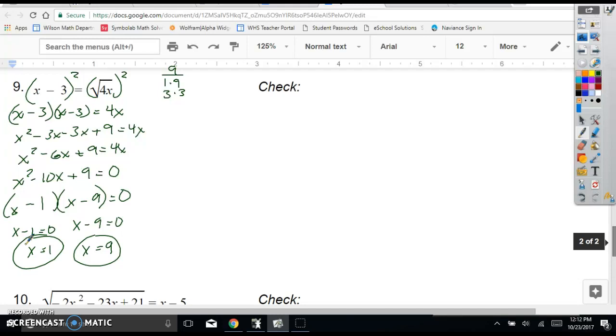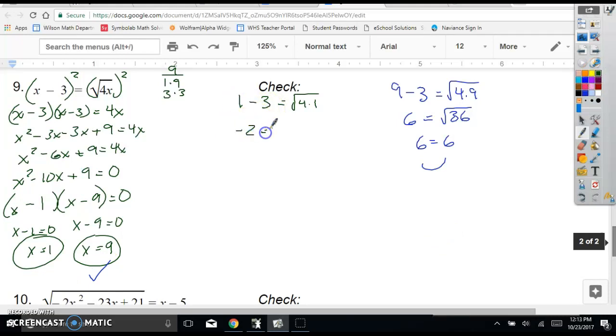As far as checking, we would have 1 minus 3 times the square root of 4 times 1. In the second check, I now have 9 minus 3 equals 4 times 9 under the square root. So this one here, 6, equals the square root of 36, because 4 times 9 is 36. 6 equals 6, and that one works. So he's good to go. Now, 1 minus 3 is negative 2. 4 times 1 is 4. Then we take the square root of 4, which is 2. So these clearly do not equal. So he would be an extraneous solution. Okay?